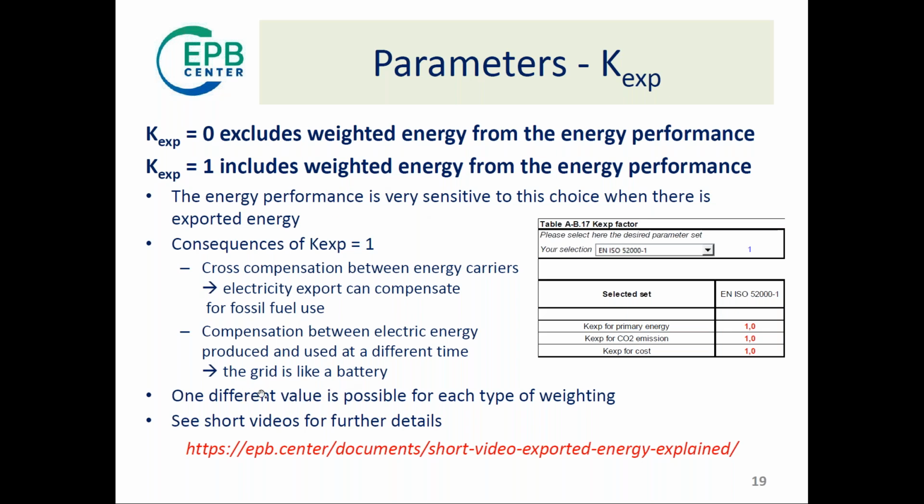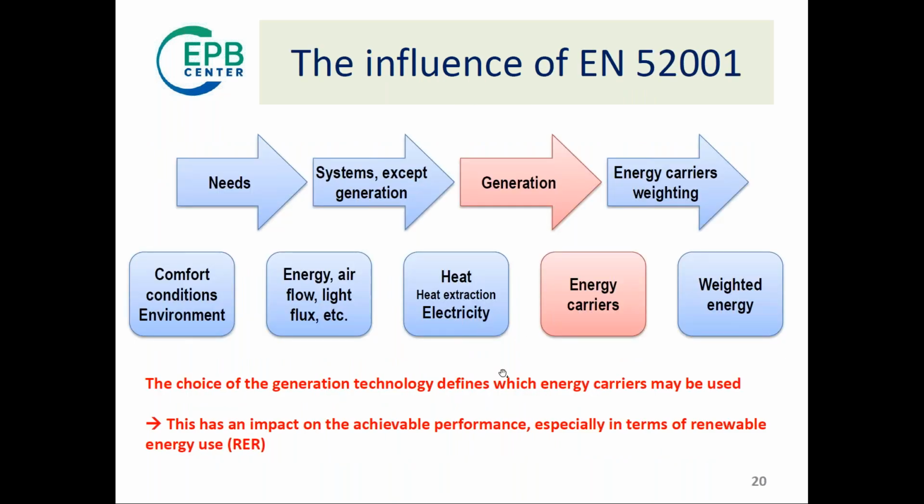This is important to understand, so to know what the effect of these parameters is. And what might also happen is you might have a different decision for the K exported for the different types of weighting. So the influence of 52000 depends on the choice of the generation technology. Find which energy carriers may be used, as values of the weighting. There's an impact. It has an impact on the achievable performance, especially in terms of renewable energy use.